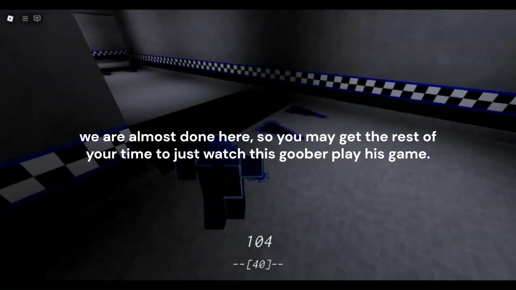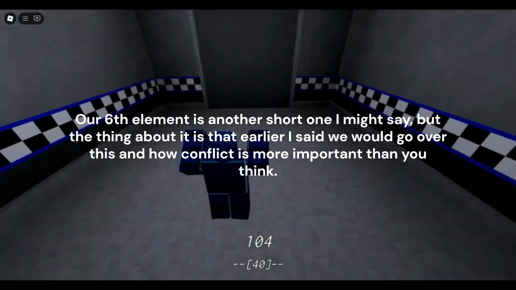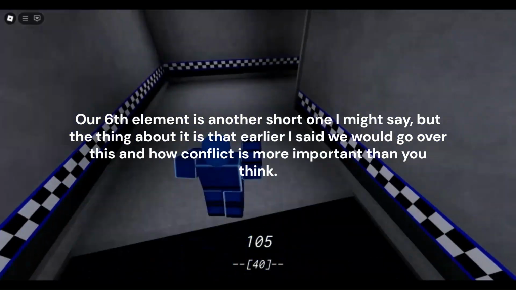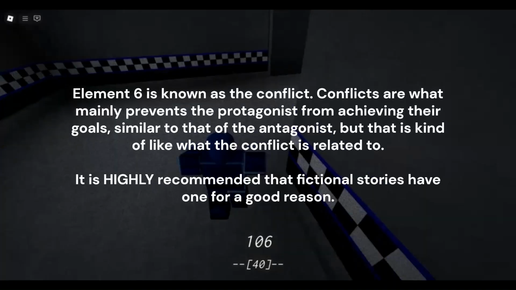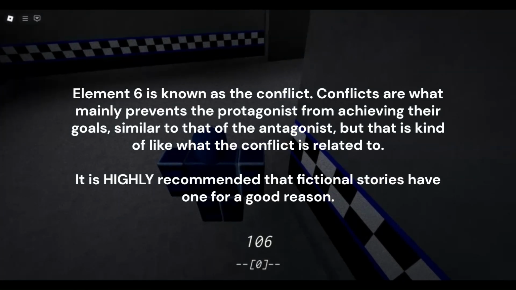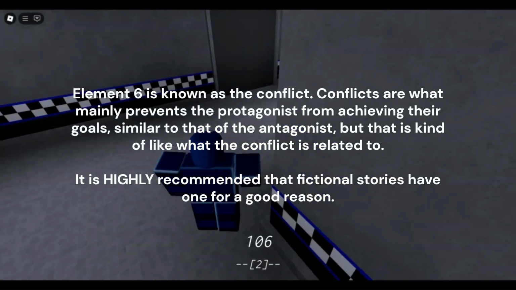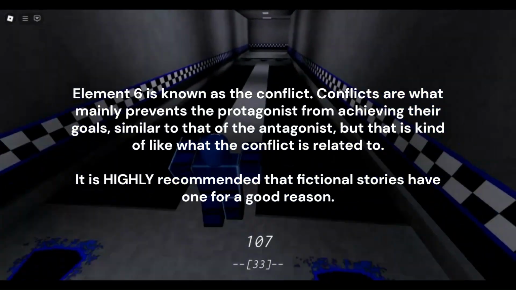Our sixth element is another short one, I might say, but the thing about it is that earlier I said we would go over this and how conflict is more important than you think. Element 6 is known as the conflict. Conflicts are what mainly prevent the protagonist from achieving their goals, similar to the antagonist, but that is kind of what the conflict is related to.